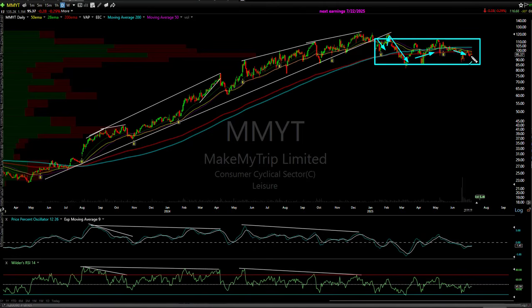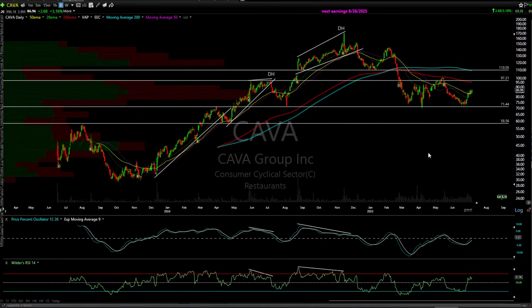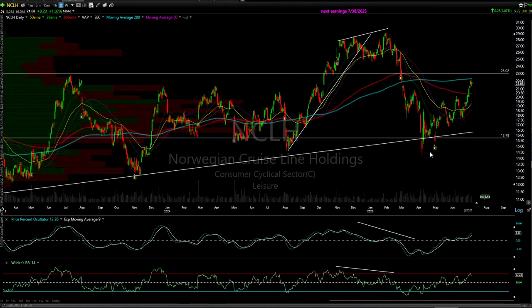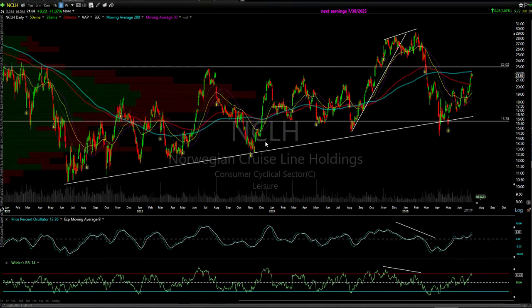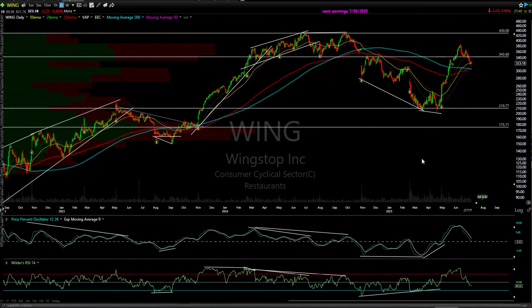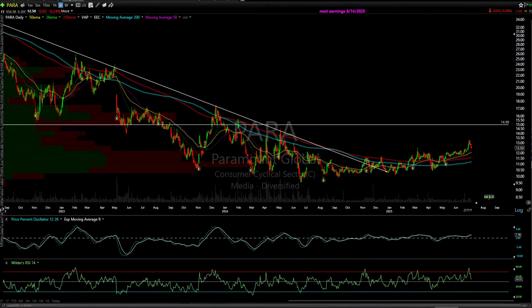It's below the 200s now. If the sector rolls over and the market rolls over and this one breaks down below that trading range, that box I just gave you there, that's probably going to take it lower. CAVA keeps bouncing off this support right here, ascending broadening wedge pattern back there, breakdown. Norwegian, NCLH. Wing, which is Wingstop there.